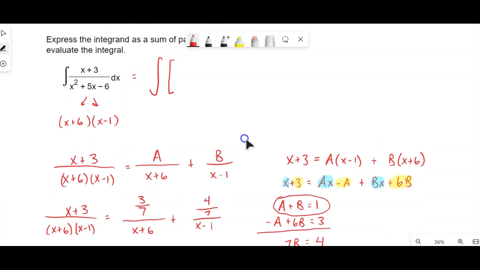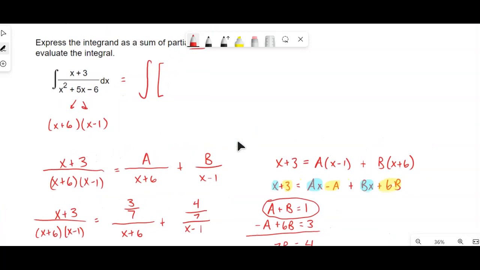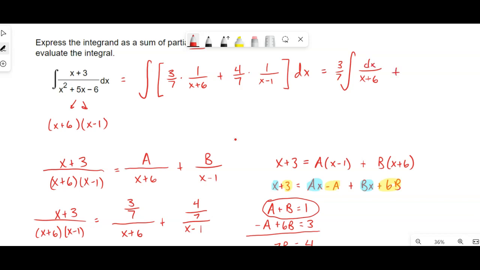All right, now what I would do is, instead of writing them that way, I would write them as 3/7 times 1 over x plus 6 plus 4/7 times 1 over x minus 1 dx. All right, now we're going to break that into two integrals. The integral of the 3/7 times 1 over x plus 6, or you can write it as just dx over x plus 6, plus the 4/7 times the integral of dx over x minus 1.